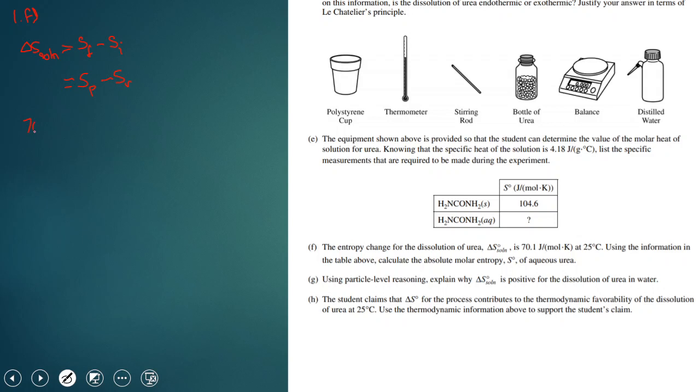And so, what are we given? Well, we're given that the total is 70.1. Trying to find some value X, and we're given this quantity is 104.6. So what is X? 174.7 joules per mole Kelvin. And that's your answer. So while this could explicitly be stated as a formula, this is just also the definition of what change means, or of what delta means.